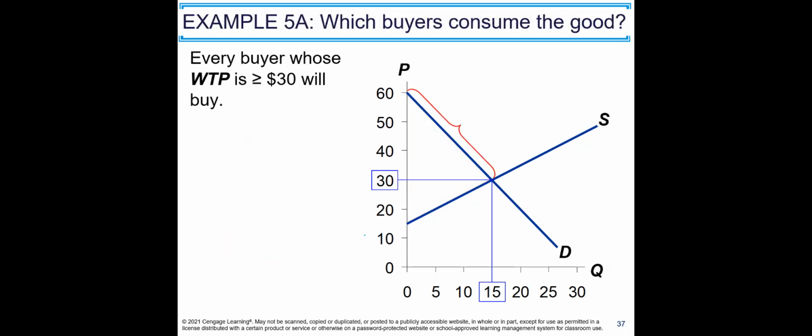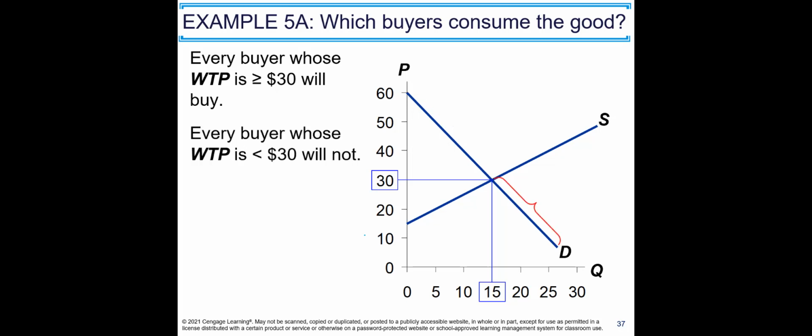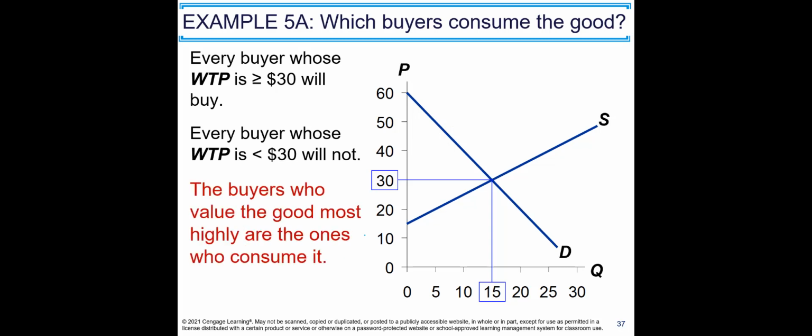Now let's assume that outcome, and let's find out which buyers consume the good. Every buyer whose willingness to pay is more than or equal to $30 will buy. Every buyer whose willingness to pay is less than $30 will not buy. The buyers who value the good most highly are the ones who consume it in the market outcome.